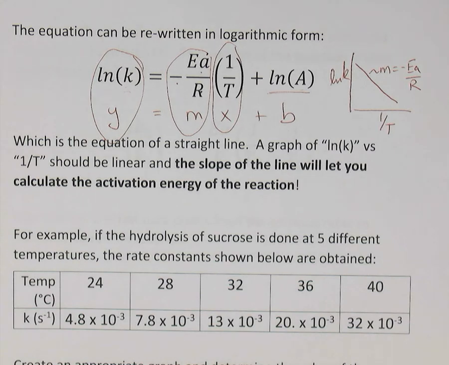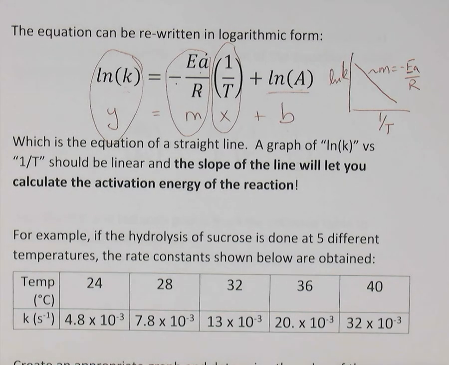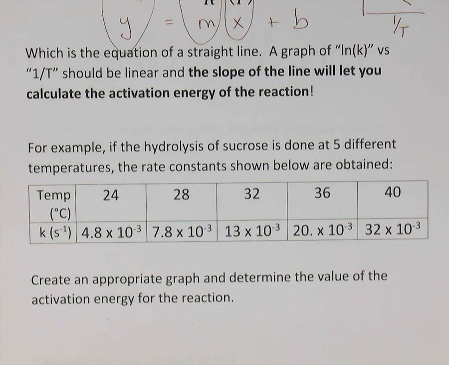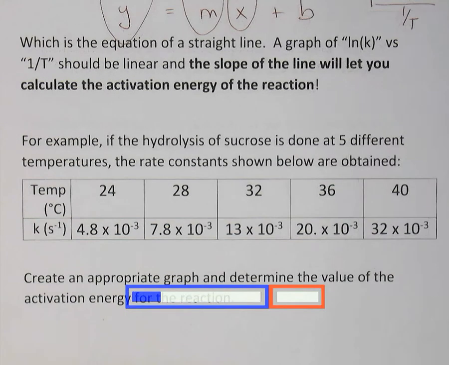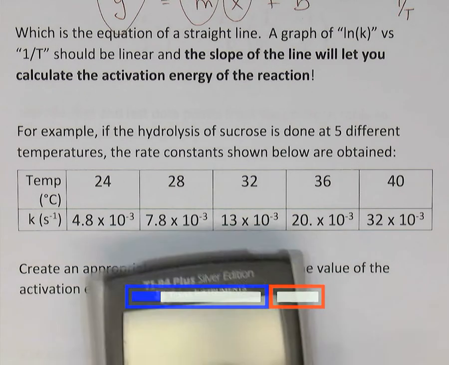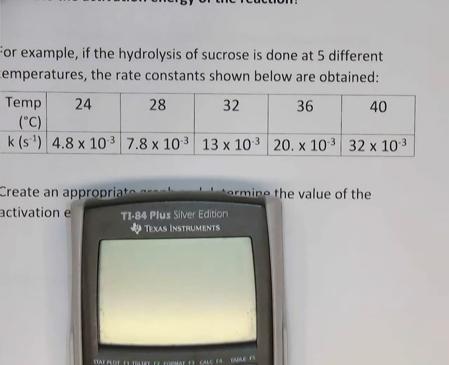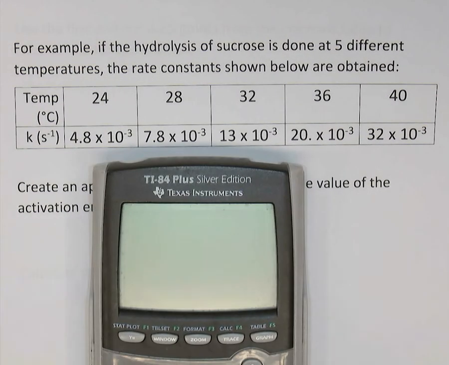So if you know the slope of that line, you'll be able to calculate the value of the activation energy for the reaction. Let's try this with a set of rate constants measured at different temperatures. If you have a graphing calculator, you can enter this data yourself and try to graph it. I'm going to do that for you here on my calculator. So if you want to pause the video and enter these numbers, I'm going to do that here for you as well.